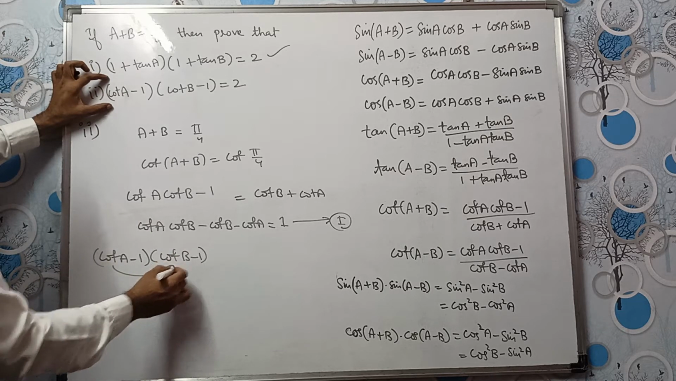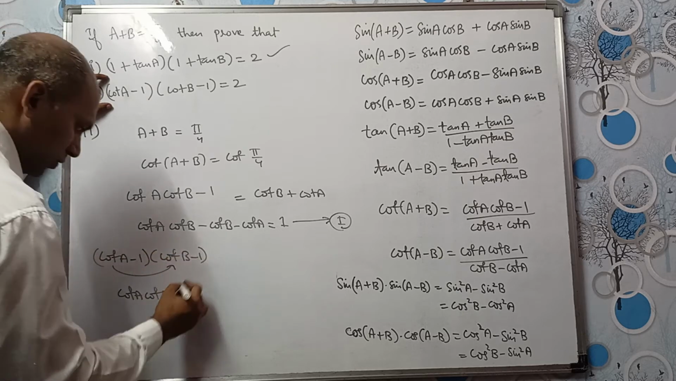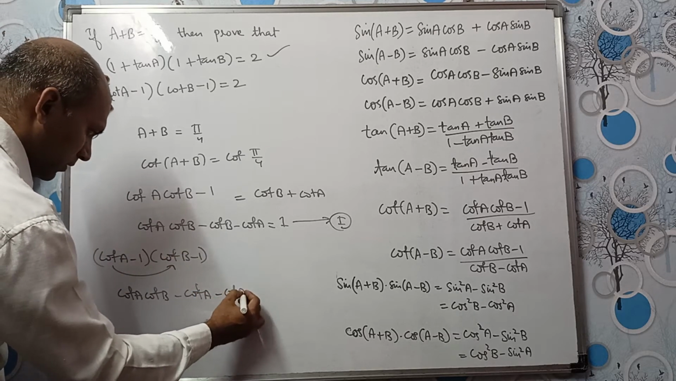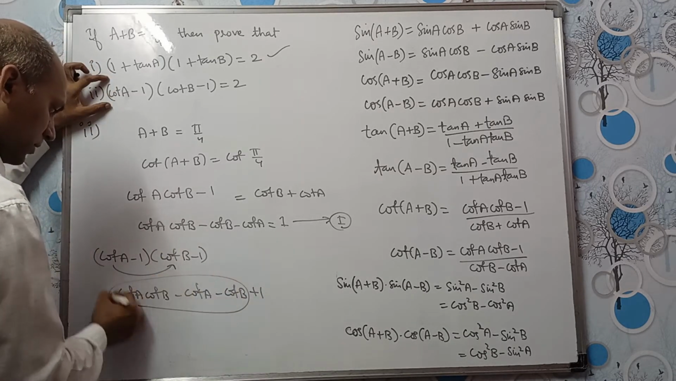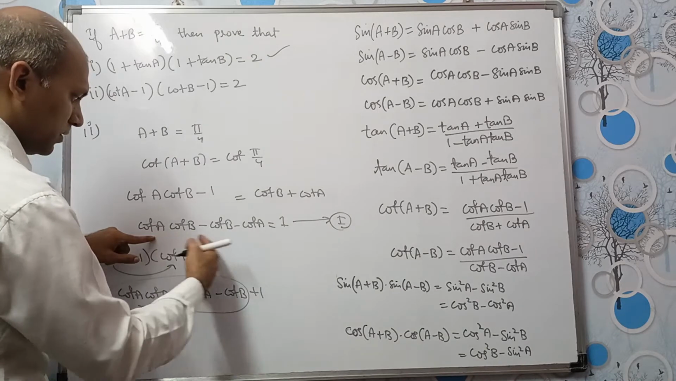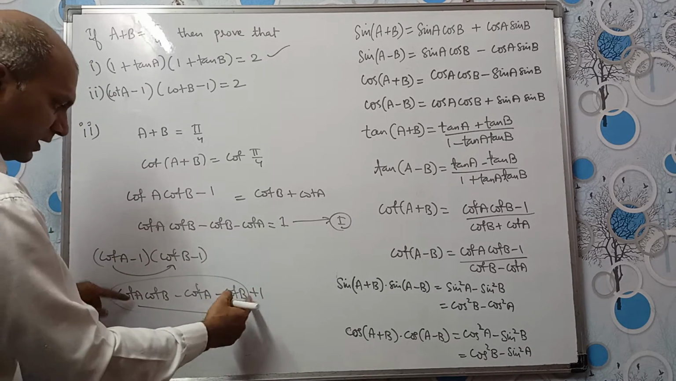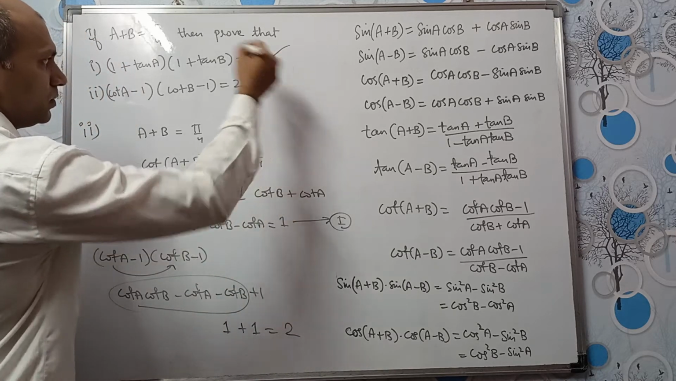Multiply this. Cot A into cot B, cot A into 1, cot A, 1 into cot B, right? Minus 1 into minus 1 is plus 1. So this whole term is how much? See, from equation 1, cot A cot B minus cot B cot A is equal to 1. So we have the same thing here. So it is equal to 1. So 1 plus 1 is equal to 2.